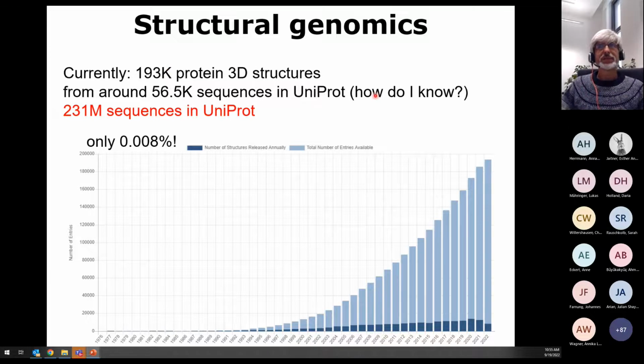By looking at keywords in the UniProt database of sequences, I can find out that several of these PDB files actually refer to the same protein sequence. So when I look at sequences, it's something like 56,000 sequences.